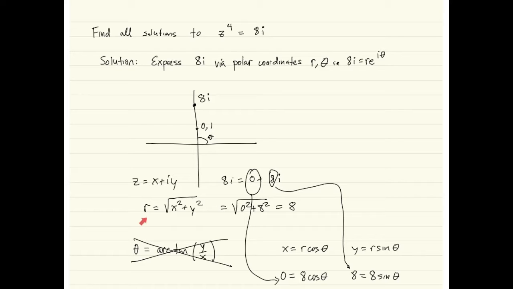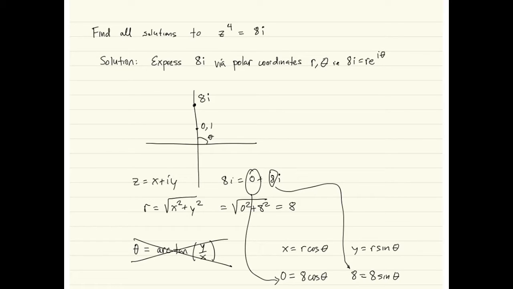Well, the r is the easy part. The r is just the norm of the complex number. That's also the square root of x squared plus y squared, where the real part and the imaginary part are x and y. So 8i is 0 plus 8i. So x is 0, y is 8. When you do the arithmetic, r is equal to 8. Another way to see this is if you plot 8i in the xy plane, it's up at the point 0, 8, and the distance from the origin is 8.